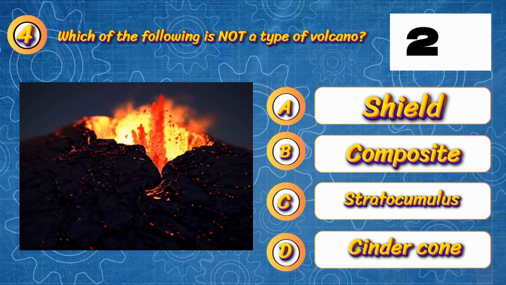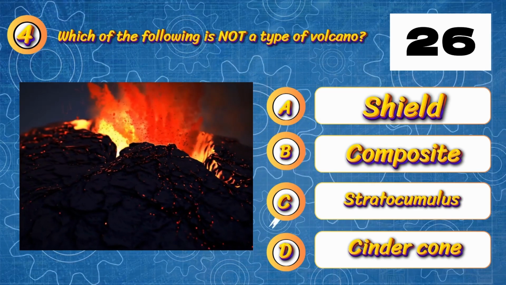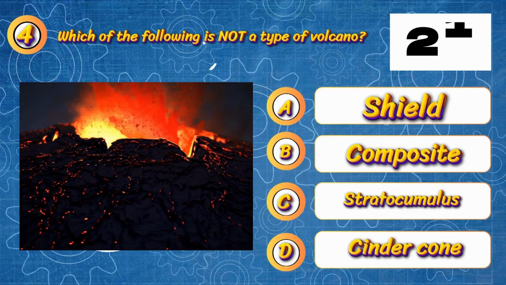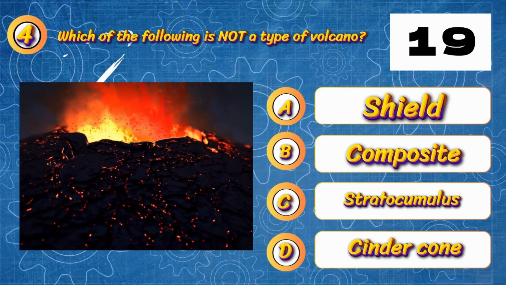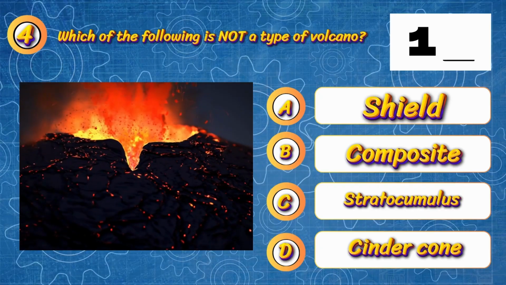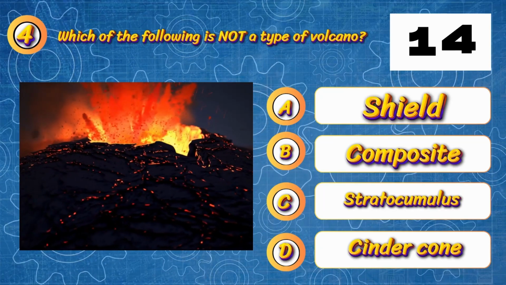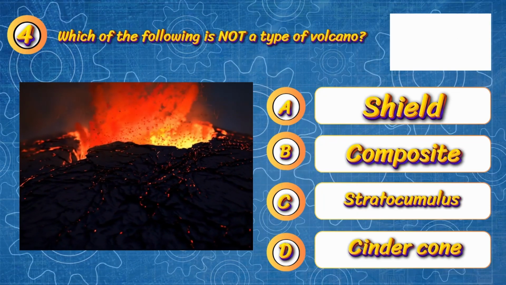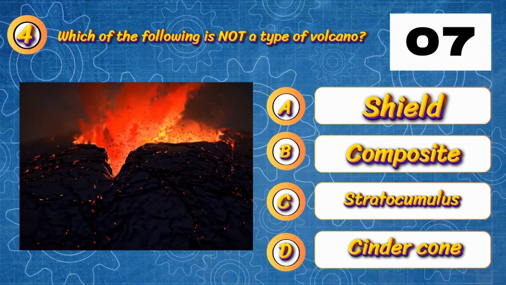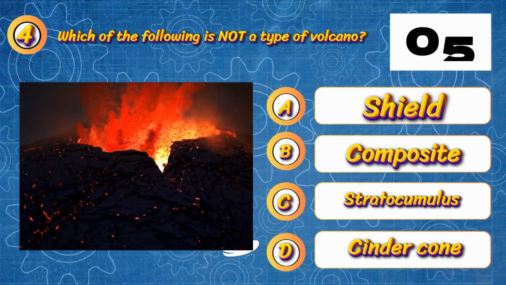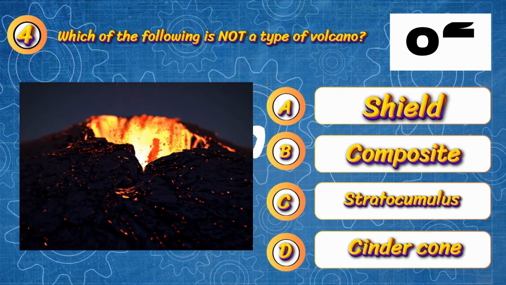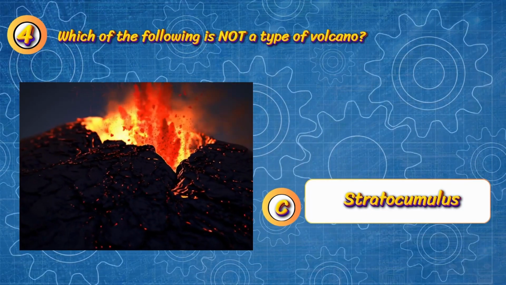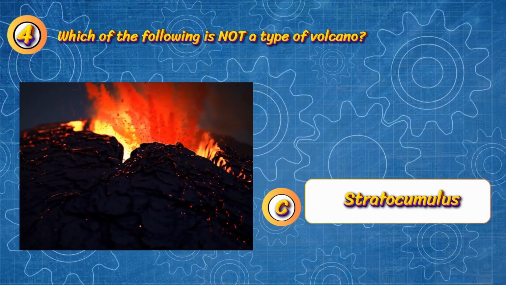Question 4. Which of the following is not a type of volcano? A. Shield. B. Composite. C. Stratocumulus. D. Cinder cone. C. Stratocumulus is a cloud type, not a volcano.